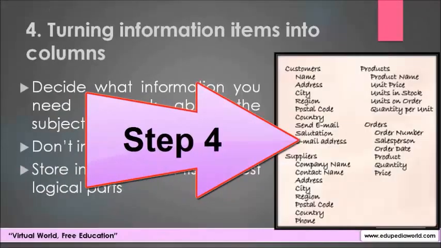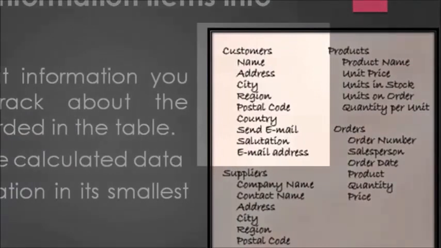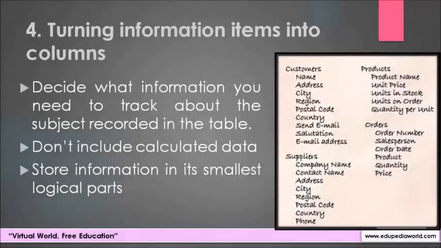To determine the columns in a table, decide what information you need to track about the subject recorded in the table. For example, for the customers table, name, address, city, state, zip code, send email, salutation and email address comprise a good starting list of columns. Each record in the table contains the same set of columns. For example, each record contains data about one customer and the address field contains the address of that customer.